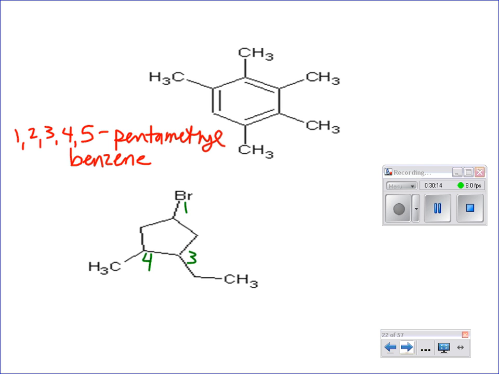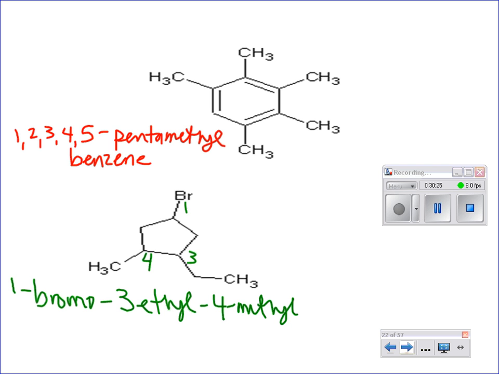And then what would that be called? 1 bromo, 3 ethyl, 4 methyl, cyclopentane.